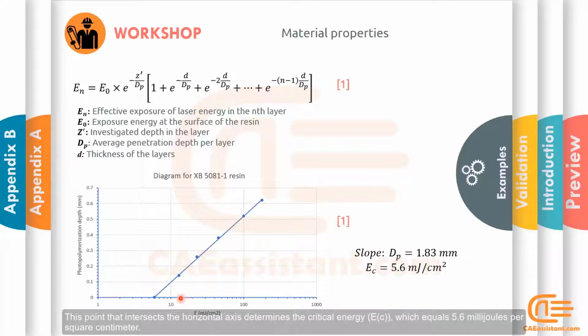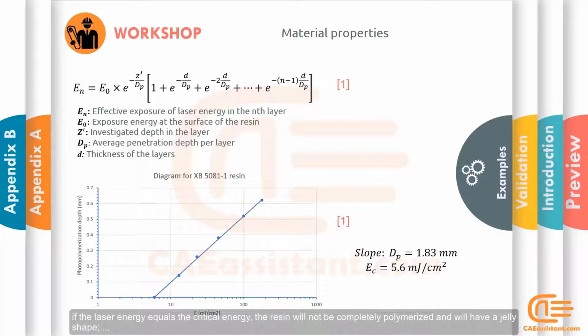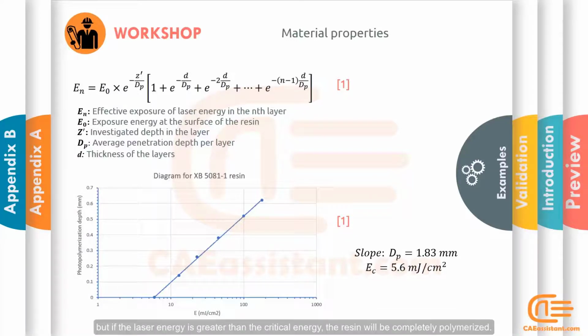This point that intersects the horizontal axis determines the critical energy, or EC, which equals 5.6 millijoules per square centimeter. If the laser energy is less than this amount, the resin remains liquid. If the laser energy equals the critical energy, the resin will not be completely polymerized and will have a jelly shape. But if the laser energy is greater than the critical energy, the resin will be completely polymerized. Now we understand laser energy and how it works.